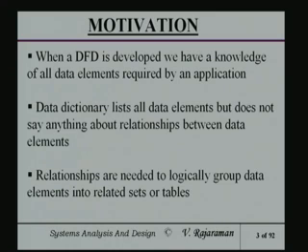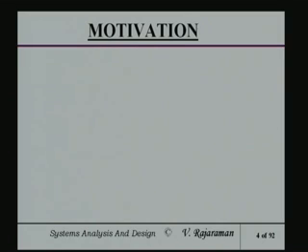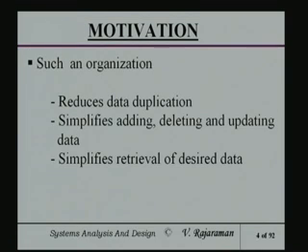And for logically organizing groups of data elements, relationships between data elements are to be known. The relationships are not really available in the data dictionary. It's only a listing of all data. So the last point, namely relationships are needed. What is a relationship? And that is what is important.